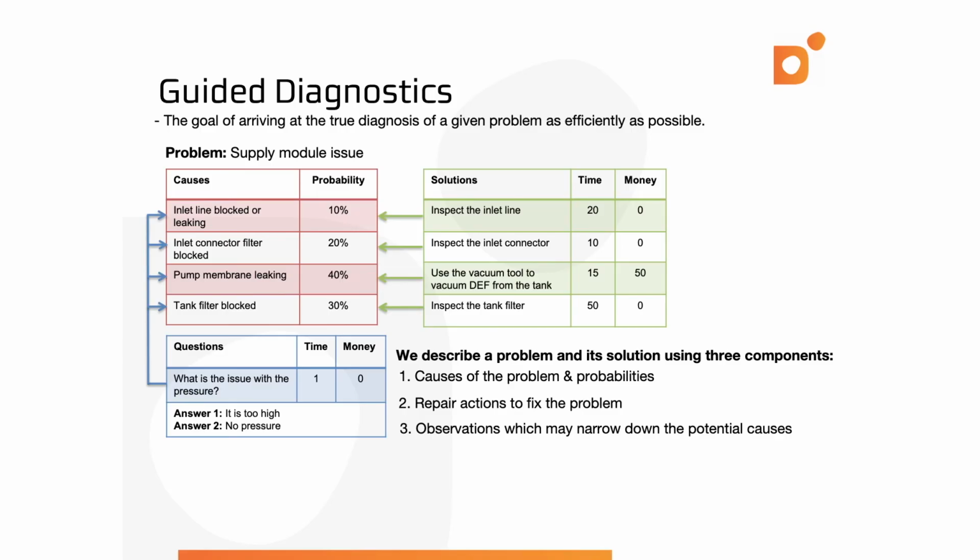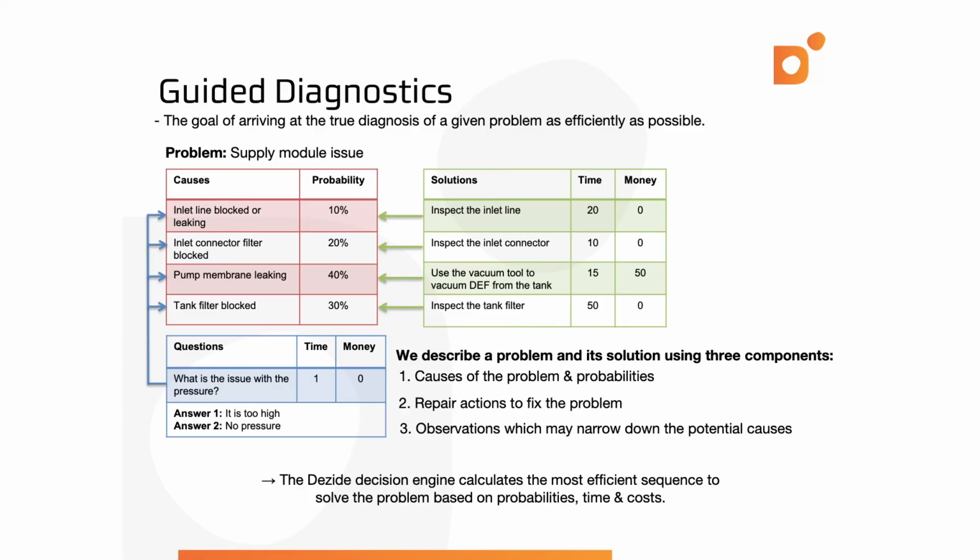We need something that can help guide us in the right direction. But gathering that information also takes time. So we need to also specify how long it takes before we get that information, and what impact it has. That allows us to calculate the most efficient path through any given sequence, whether it's a supply module issue or anything else. The AI-powered solution from Dezide can calculate the most efficient path through any given troubleshooting scenario. That's what we do at Dezide.